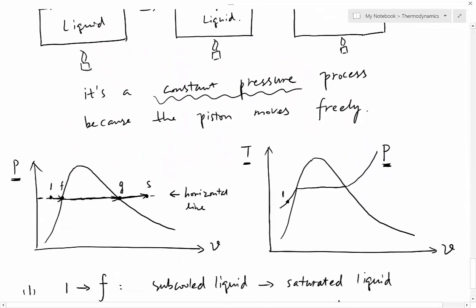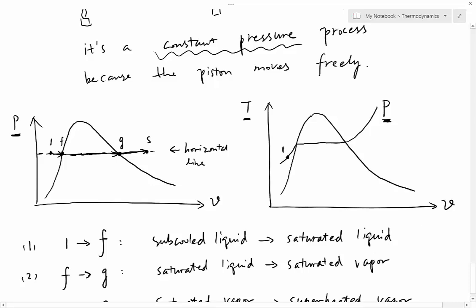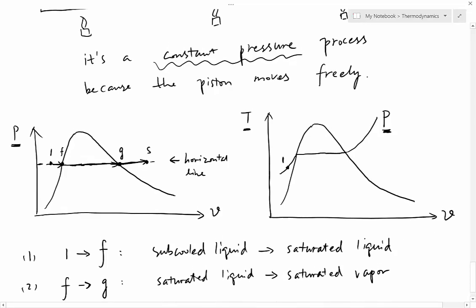Okay, and then 1 to F. Where's point F? Point F is saturated liquid. Where is saturated liquid? Right on the left half of the dome. So this is where point F is. 1 to F. Okay, and then F to G.